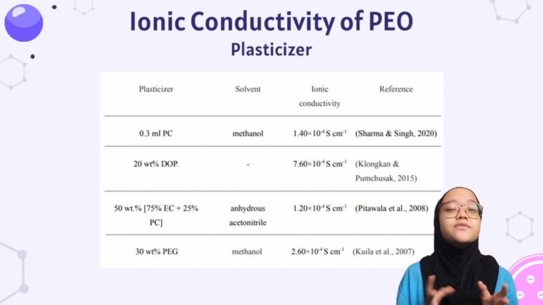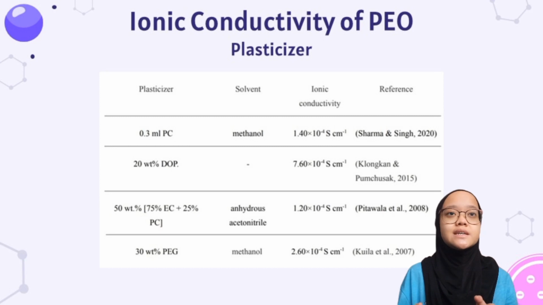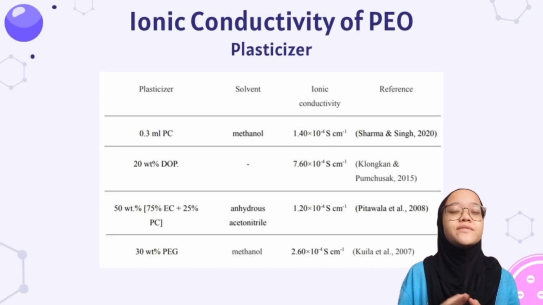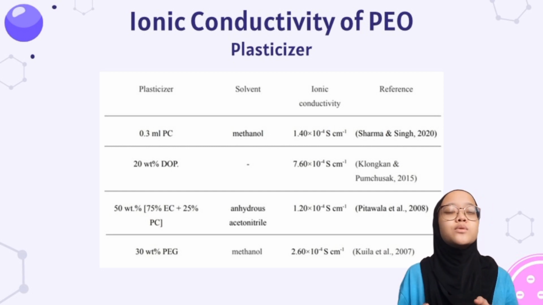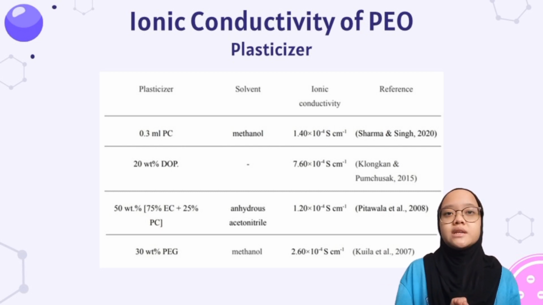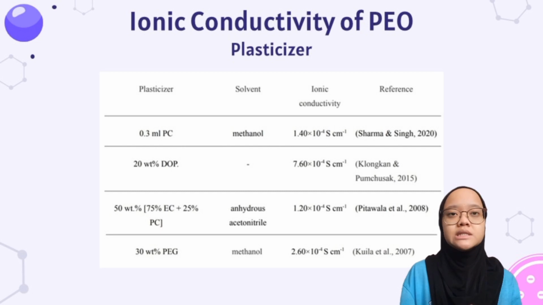Sharma and Singh studied the influence of high and low dielectric constant plasticizer on the ion transport properties of PEO with ammonium bifluoride with concentration of 10% as a polymer electrolyte, and propylene carbonate PC, dimethyl acetamide DMA, dimethyl carbonate DMC, and diethyl carbonate DEC as plasticizers that were prepared by solution casting technique. Plasticized polymer electrolytes containing 0.3 ml of propylene carbonate PC for retaining mechanical stability and flexibility have been found to have a maximum ionic conductivity of 1.4 times 10 to the power of negative 4 S cm-1 at ambient temperature.